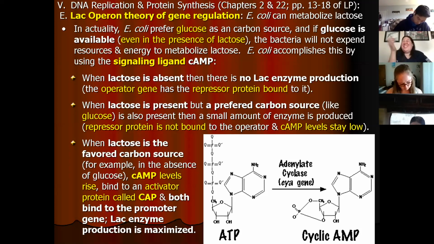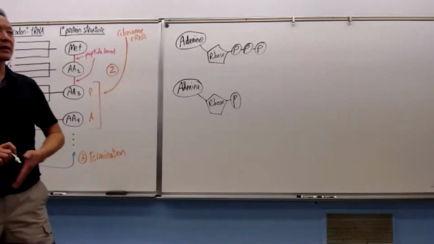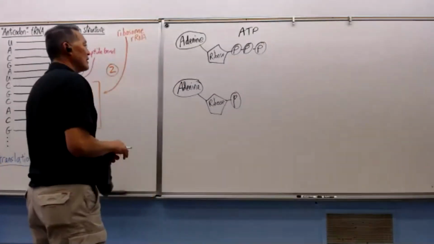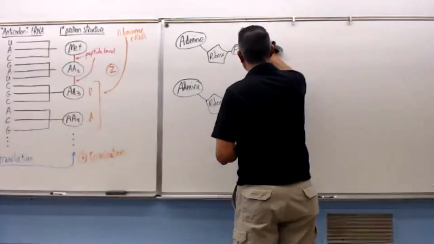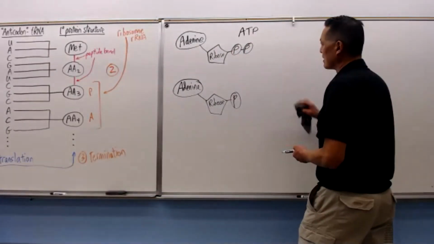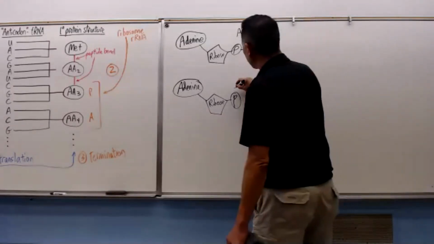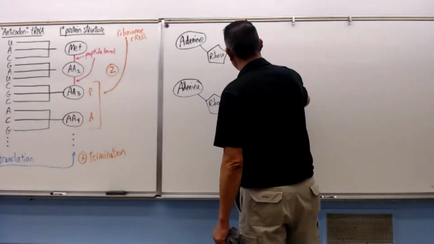What is this? ATP. Piece of cake. What is this? ADP. What is this? AMP, adenosine monophosphate.